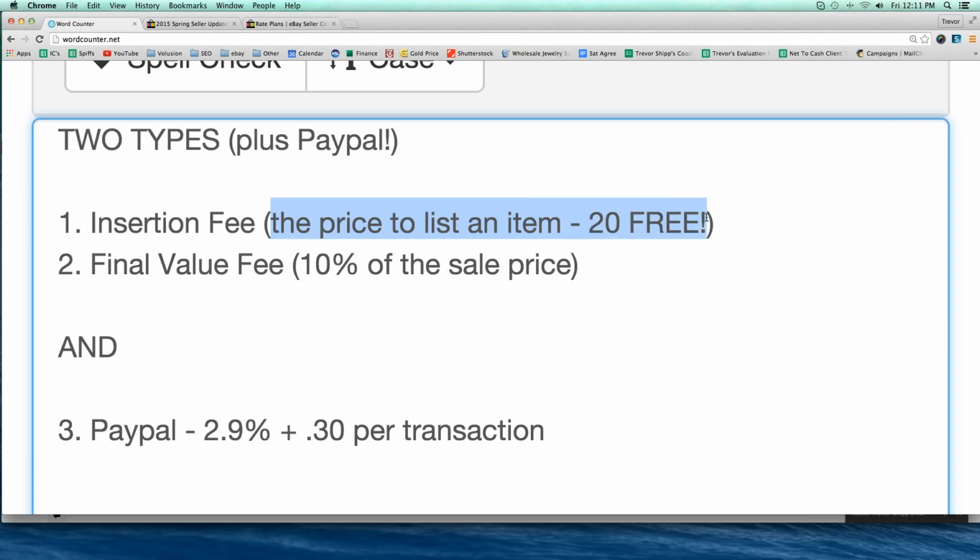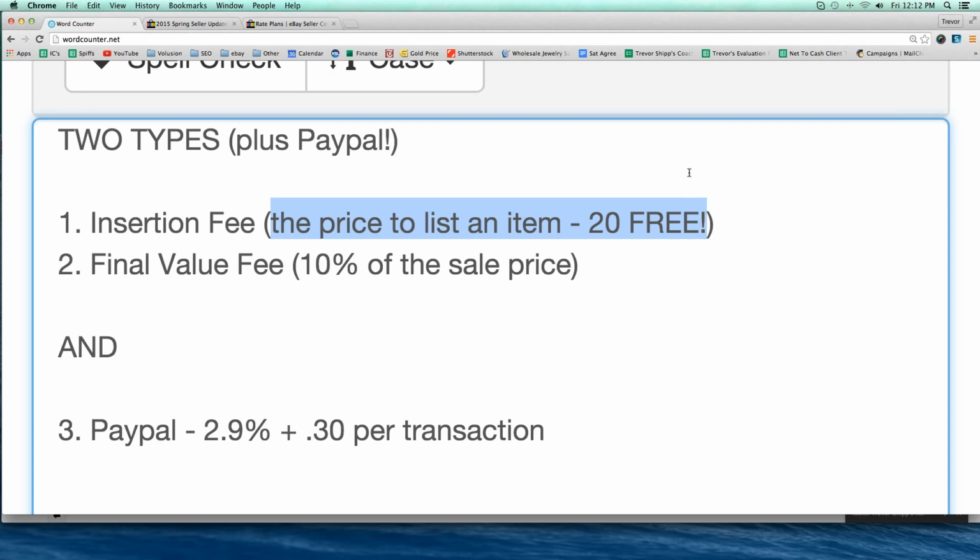Now, as you see in parentheses right out to the side here, it says the price to list an item is really what an insertion fee is, but you get the first 20 free during the month, or during like a normal calendar month. So it's May 1st today. That means over the course of May, I could list 20 separate items on eBay, and they wouldn't cost me a penny just to list. There would be no insertion fee.